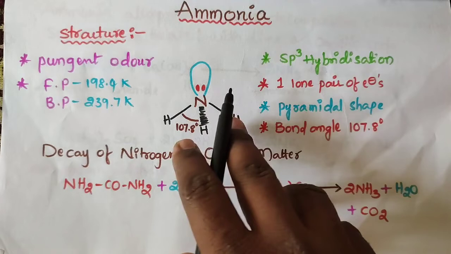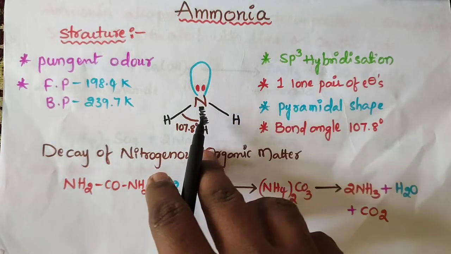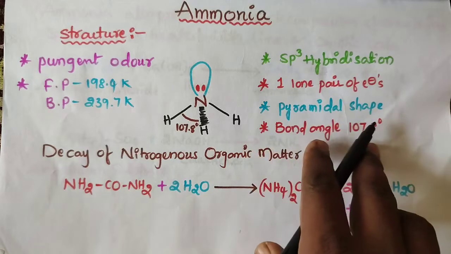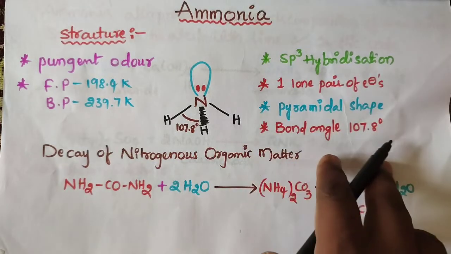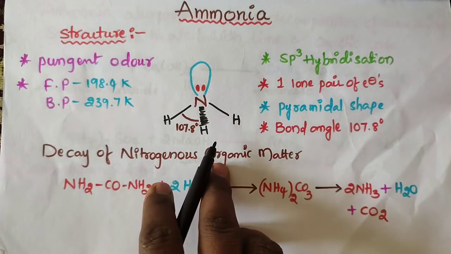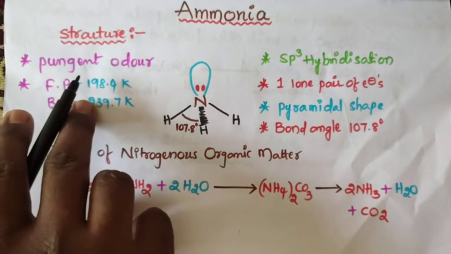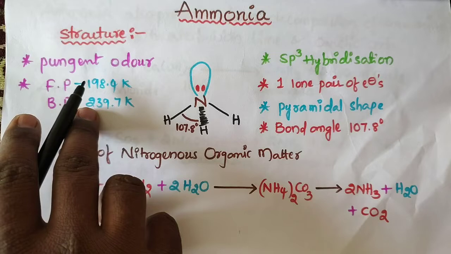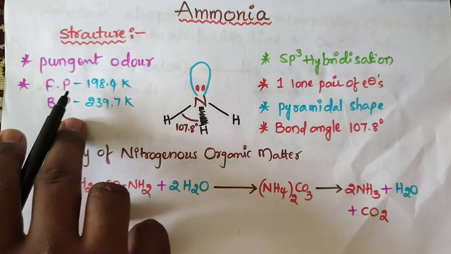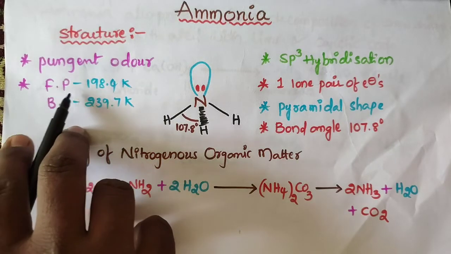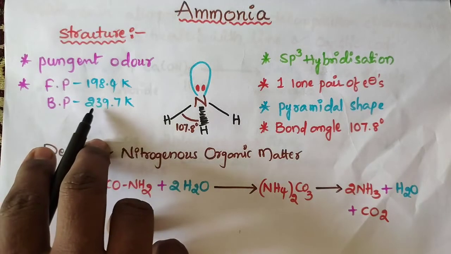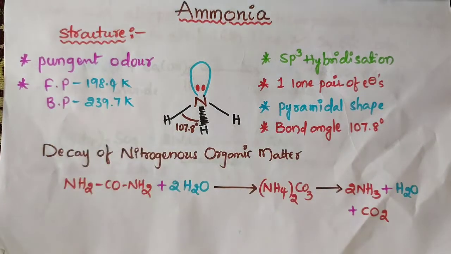Tetrahedral structure deviates to pyramidal shape. One lone pair of electrons, pyramidal shape is present and bond angle is 107.8 degrees. And it contains a pungent odor, pungent smell. So its freezing point is 198.4 kelvins and boiling point is 239.7 kelvins.